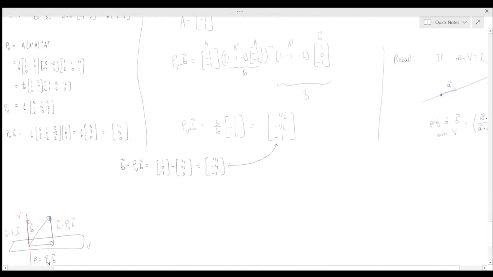So what we could have done is, after computing the projection of B onto the orthogonal complement, we could have said, okay, let's take B minus its projection onto the orthogonal complement. And then that would have given us the projection of B onto V over here.